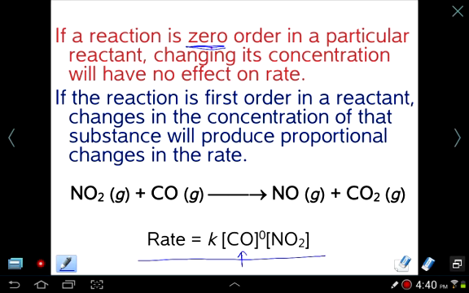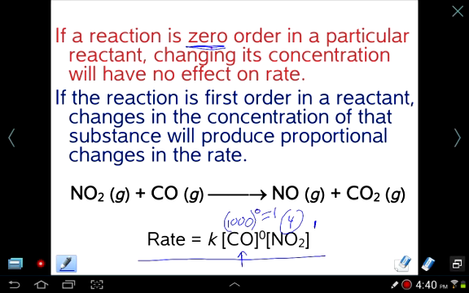And no matter if this is 1,000, to the 0th power still gives you 1. No matter how small or how big it gets, you'll get 1, and it does not affect the rate. The rate does not change. In contrast, if it's a first order reaction and you were to double this, say if this goes from 2 up to 4, well, then likewise the rate must double as well. The rate must go times 2, and so forth. So we'll analyze this a little more in just a minute.